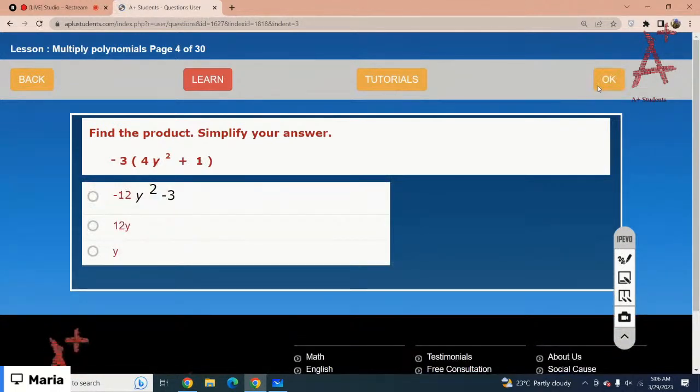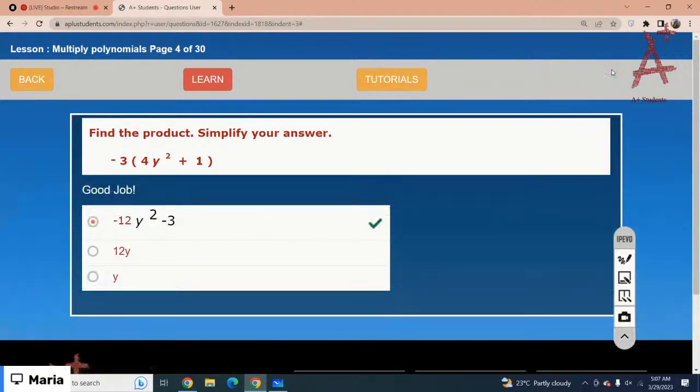Okay, the next one is find the product, simplify your answer. So you have to multiply negative 3 with everything inside the bracket. Got it? Negative 3 times 4 is negative 12y square, and negative 3 times 1 is negative 3. So the correct option is negative 12y square minus 3. Got it? Option number 1 is the correct option. Just select the correct option and click on the OK button.